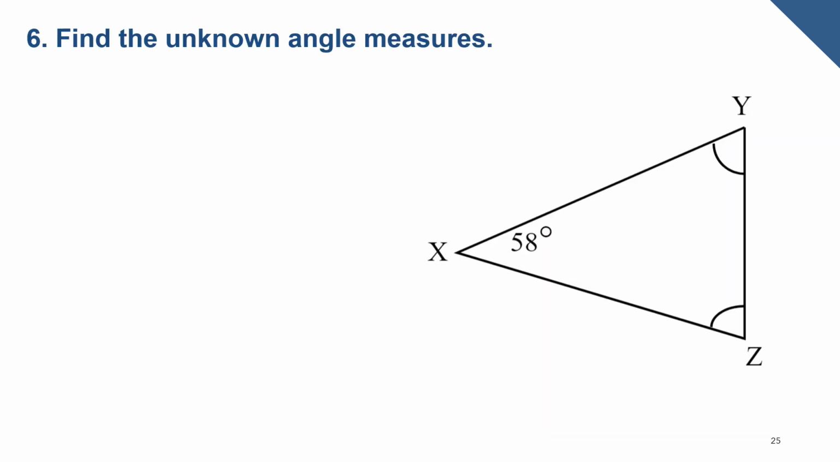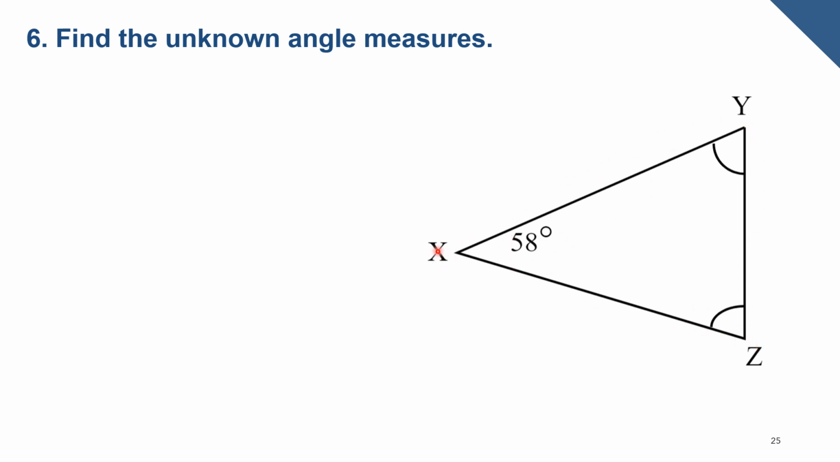All right, so taking a little break from the proof and doing a fun problem, which I think is a fun problem. It says find the unknown angle measures. So that's going to be y and z, right? We don't know y and z, but we do know that they're equal. They're marked as congruent, so we know that they're equal. All right, so let's figure out how we're going to do this.